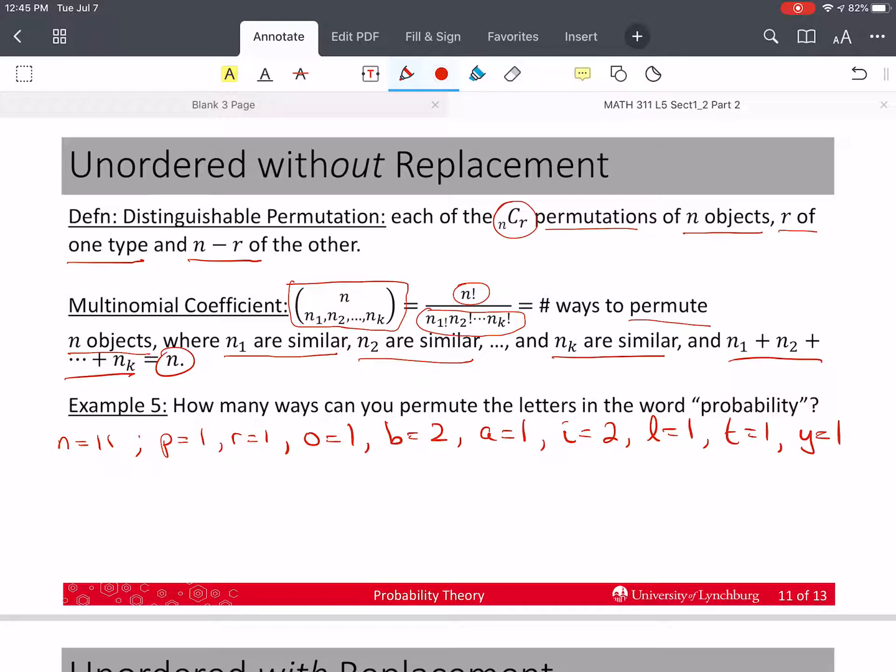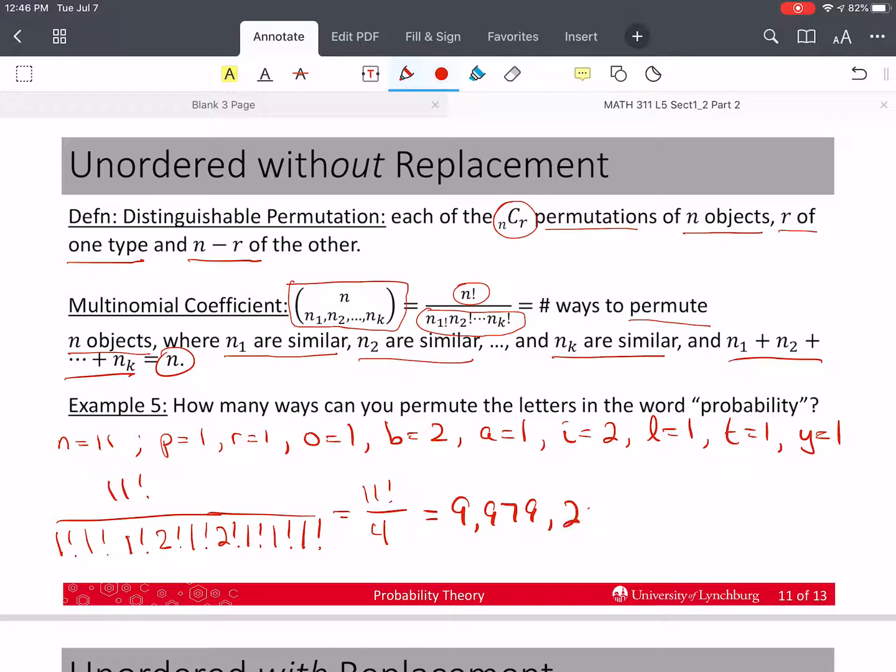And if I add these up, I get 1, 2, 3, 4, 5, 6, 7, 8, 9, 10, 11. So I can write this as 11 factorial over 1 factorial, 1 factorial, 1 factorial, 2 factorial, 1 factorial, 2 factorial, 1 factorial, 1 factorial, and 1 factorial. Well, 1 factorial is just 1, and 2 factorial is actually 2. So I end up with 11 factorial over 4, and that gives me 9,979,200 different ways.